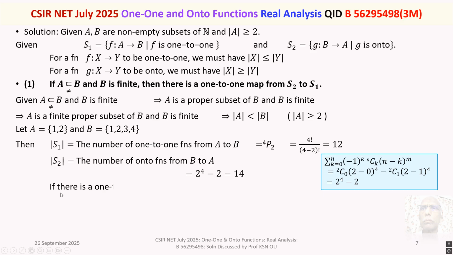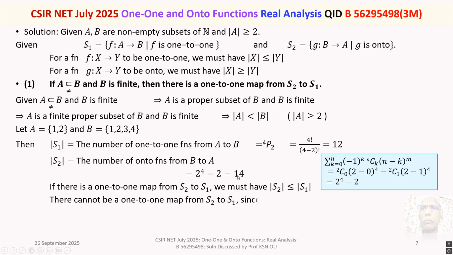Now, what we see is if there is a one-to-one map from S2 to S1, we must have the cardinality of S2 less than or equal to the cardinality of S1. But here, the cardinality of S2 is 14, which is strictly greater than the cardinality of S1. So, there cannot be a one-to-one map from S2 to S1 because the cardinality of S2 is strictly greater than the cardinality of S1. Thus, option 1 is not true. Agreed. We move to the next slide.